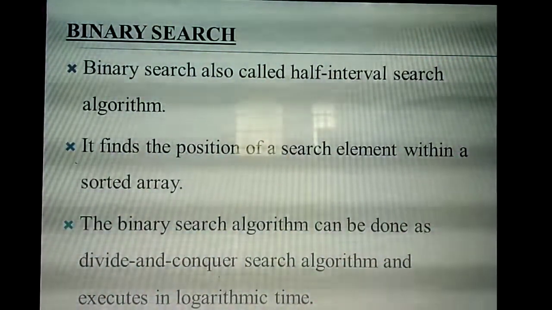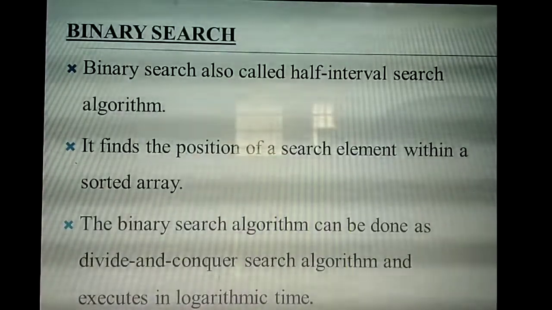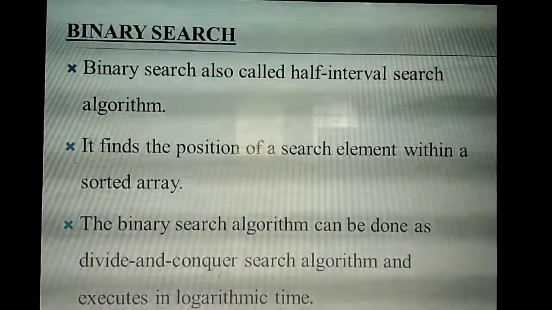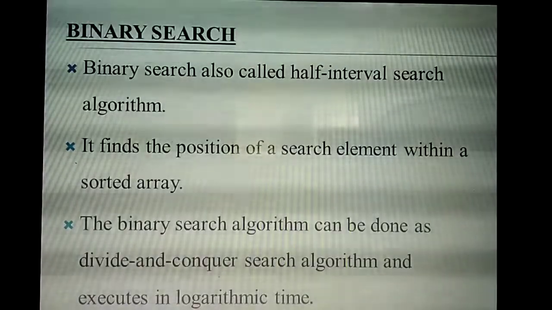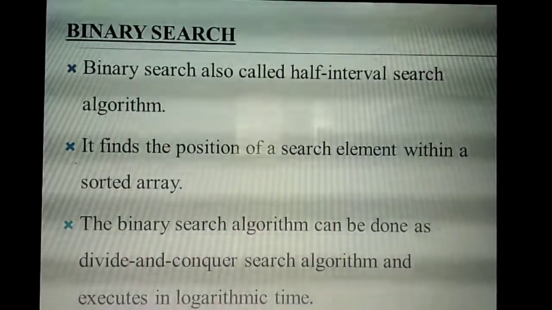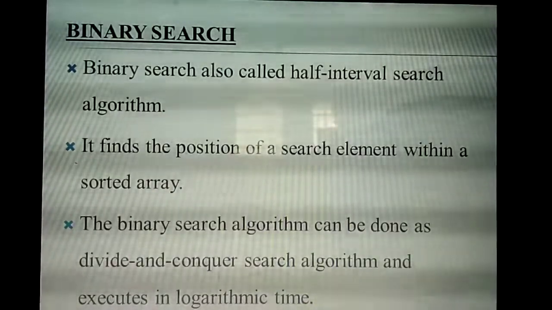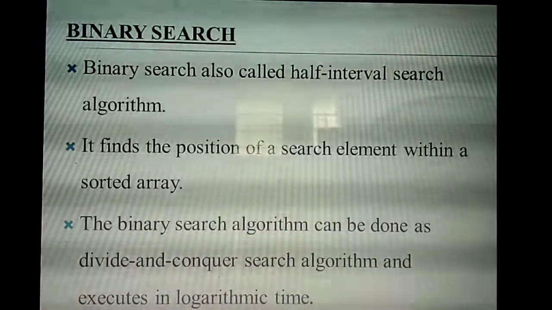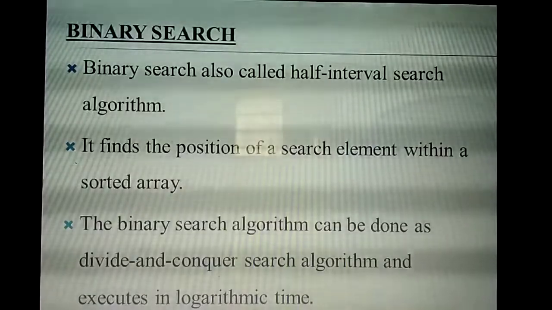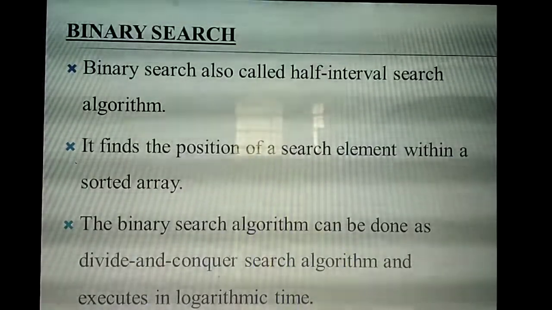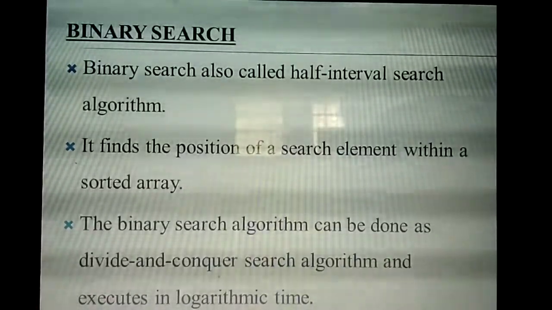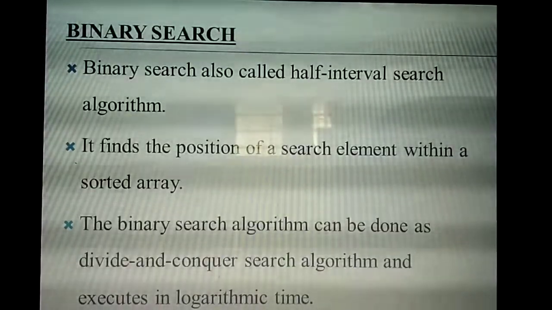Very important question: the binary search algorithm. Linear search is also very important, and this binary search algorithm is also a very important question. Okay. The other name of the binary search algorithm is the half interval search algorithm. What's the other name of the linear search algorithm? Sequential search algorithm. The other name of the binary search algorithm is the half interval search algorithm. Why they are giving this name, half interval, I'll explain later.